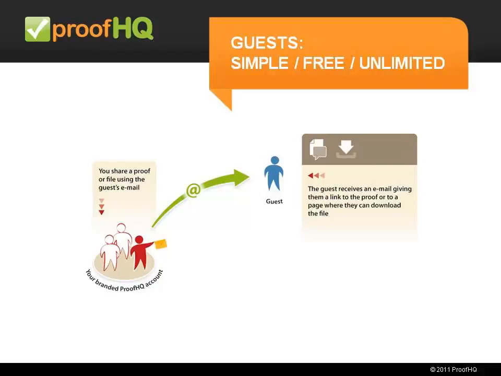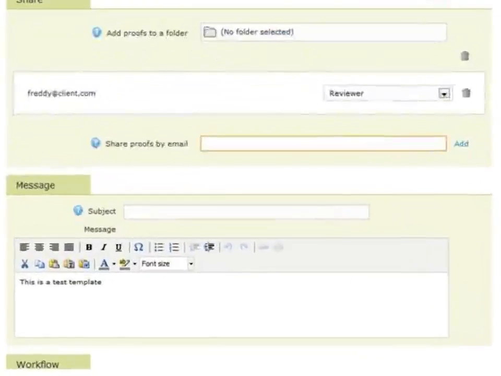Guests don't need to have a ProofHQ user account, a ProofHQ login, or any other setup in advance of you sharing an item with them. You just type in their email address and the item will be shared. The great thing is that you can have unlimited numbers of guests, and guests are completely free.